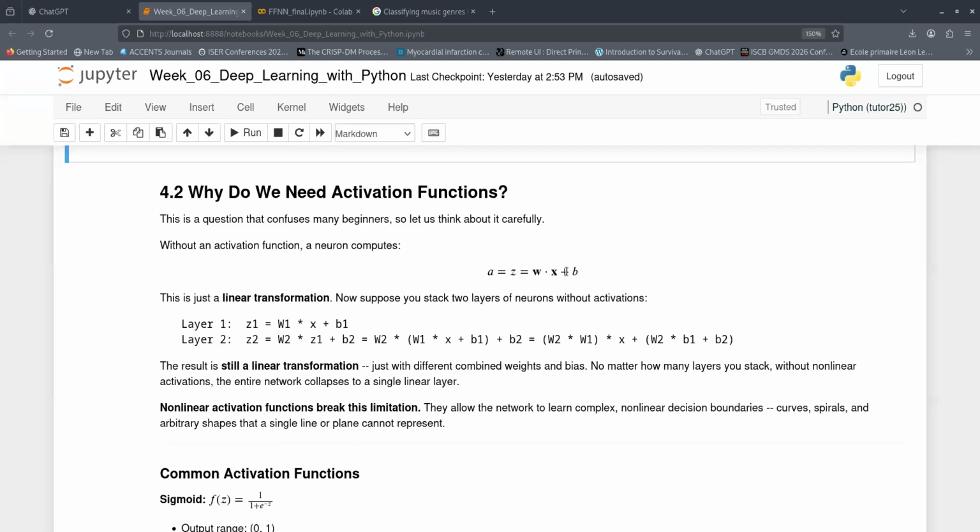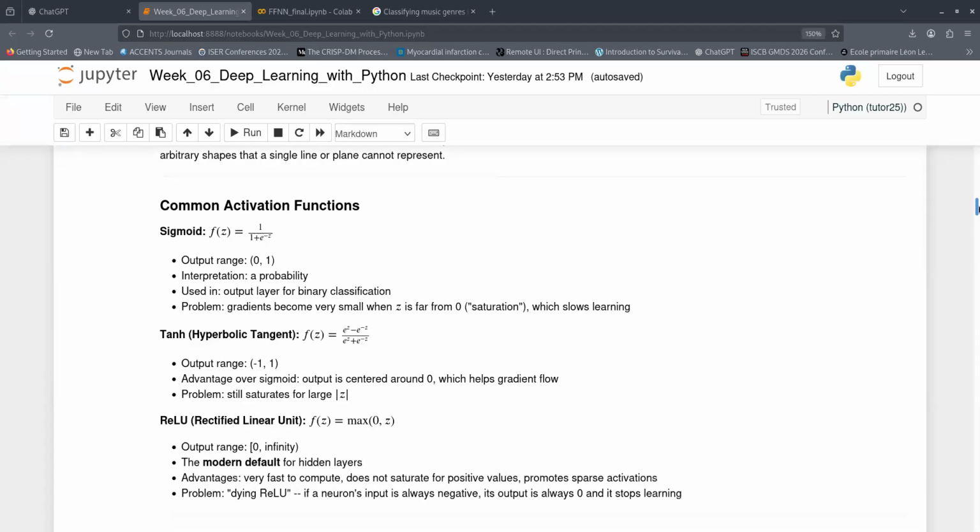But if I have maybe a curve, when I plot my data it appears like a curve or some structure of arbitrary shape, so I need a non-linear activation function. That's why we don't want to have a linear transformation at the end. So we have some common activation functions. We are just going to see them in code, but let us go quickly with the sigmoid.